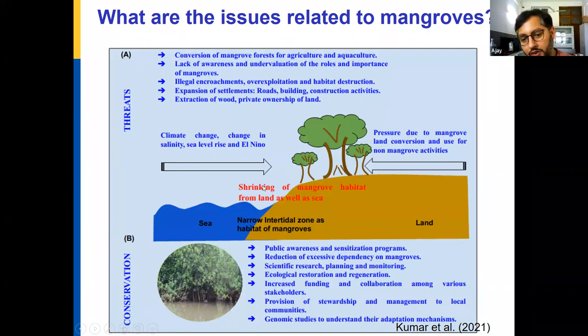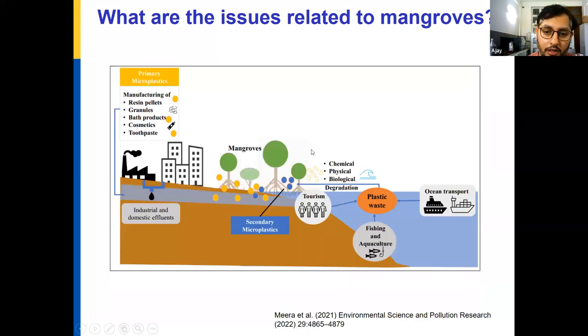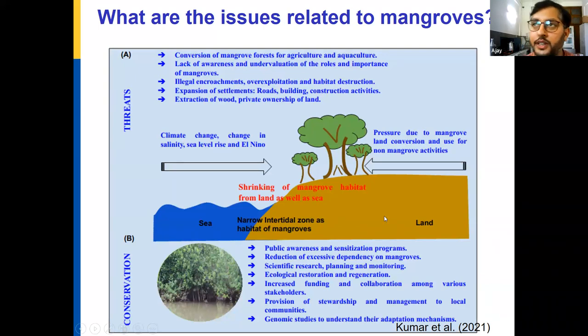And then, in what we can do to conserve them, there are various important things, but one important thing that I will discuss today is genetic and genomic studies to understand their adaptation. Particularly, we do not know how they survive, what the different mechanisms are that they use to survive under this kind of stressful conditions. I will be using this phrase, stressful conditions, for the intertidal environment. Intertidal environment means those environments in which these mangroves are surviving.